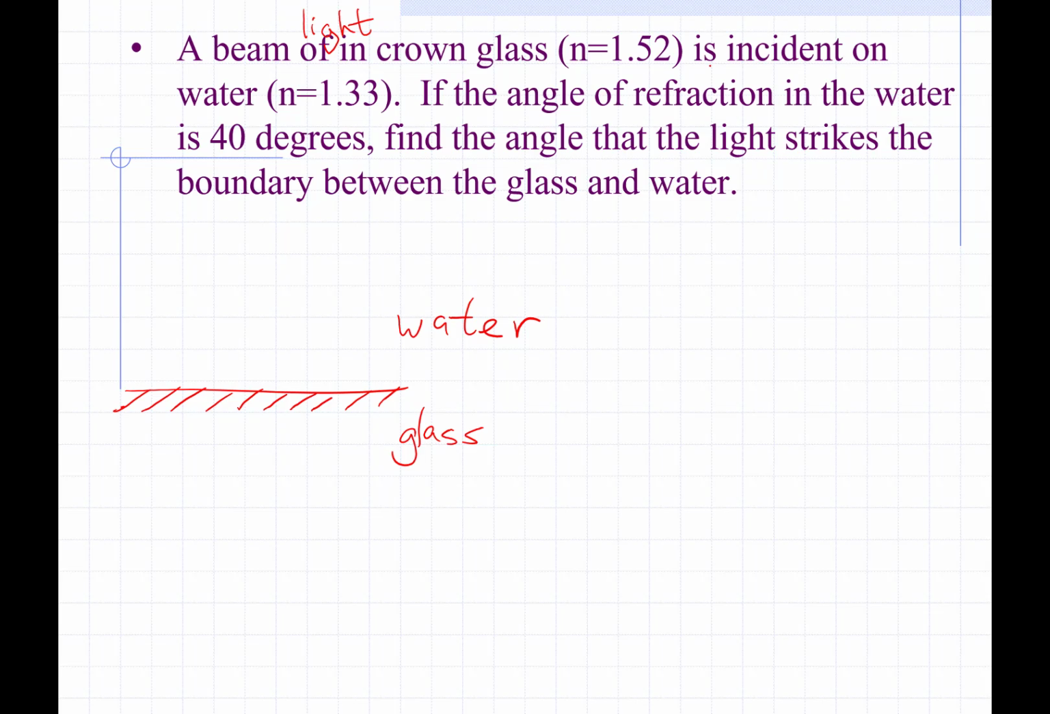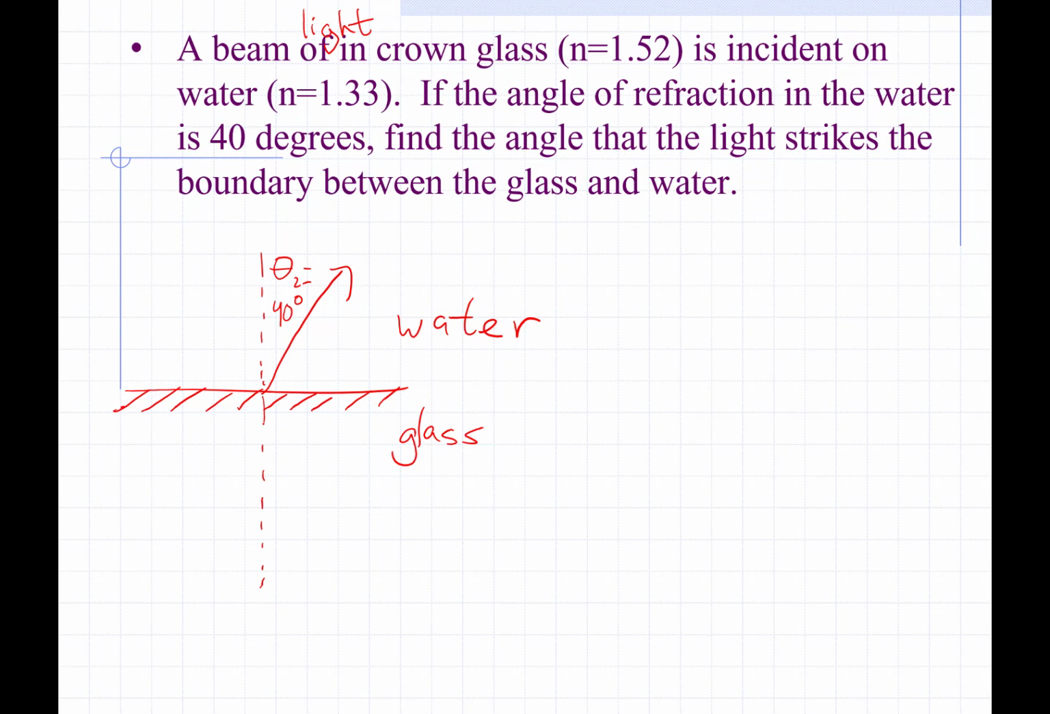It tells us the angle of refraction in the water. So I'm going to just sketch out a normal here. The angle of refraction in the water is 40 degrees, so it's going to be something like this. 40 degrees, theta 2. Find the angle that the light strikes the boundary between the glass and water. So that's the angle of incidence.